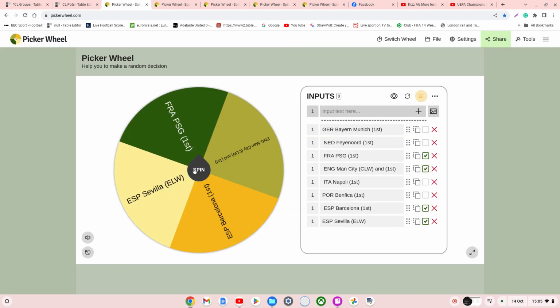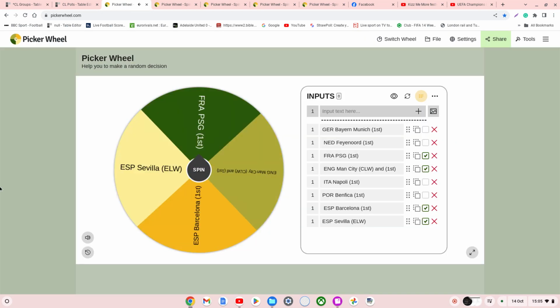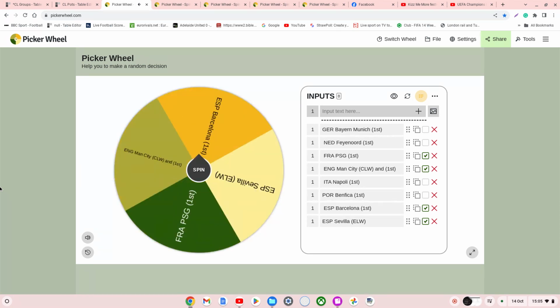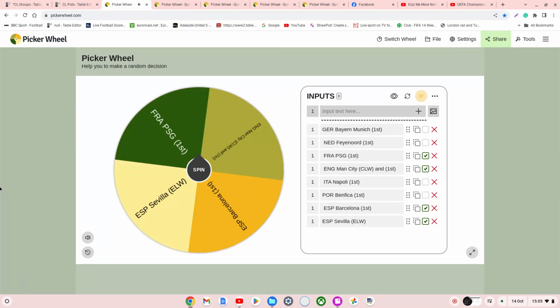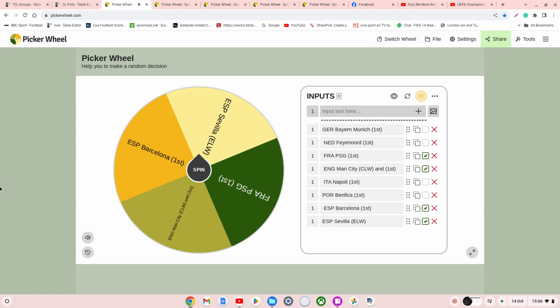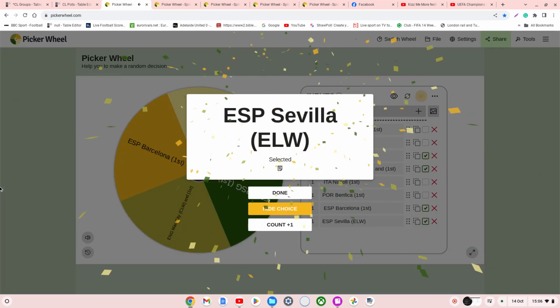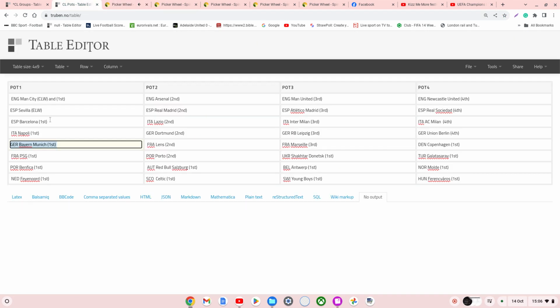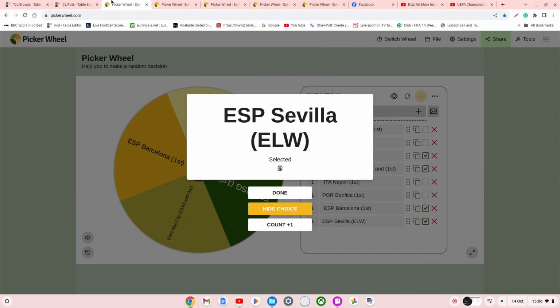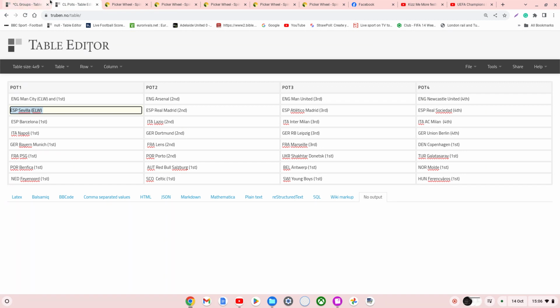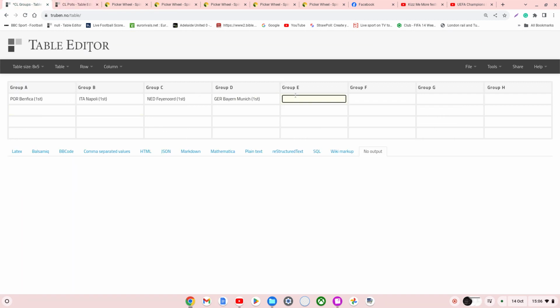Right. Who's going to be in Group E now? And it's the Europa League winners, Sevilla. Sevilla will be in Group E.